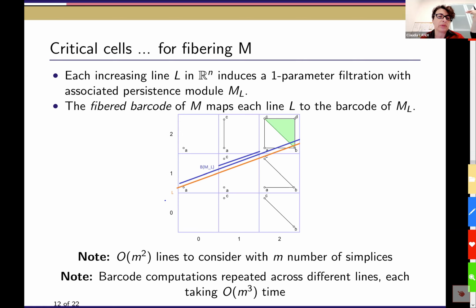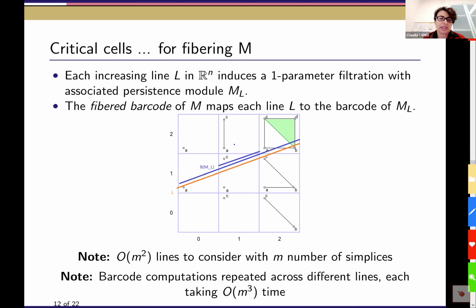In 2D, we may say it has positive slope. In ND, it is an increasing line. And we restrict the persistence module to this line. And in this way, the persistence module becomes a 1-parameter persistence module. And so it is decomposable into bars, into interval modules. And for example, the blue bars are the bars for this line.